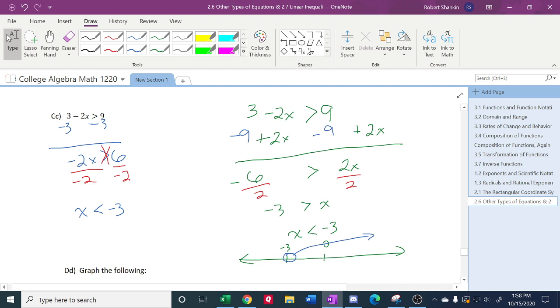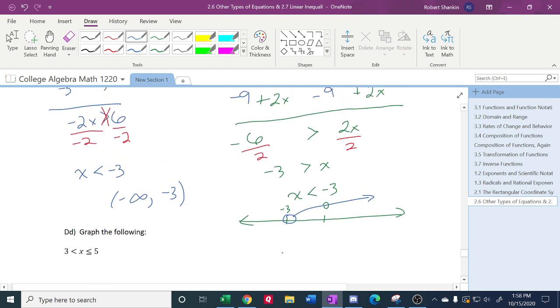All right. So now we could also state our solution in interval notation, which is negative infinity to negative 3. So all these different ways we could state our answer: an inequality, interval notation, or on a number line. Any questions? Okay, let's move to the next. All right, graph the following.